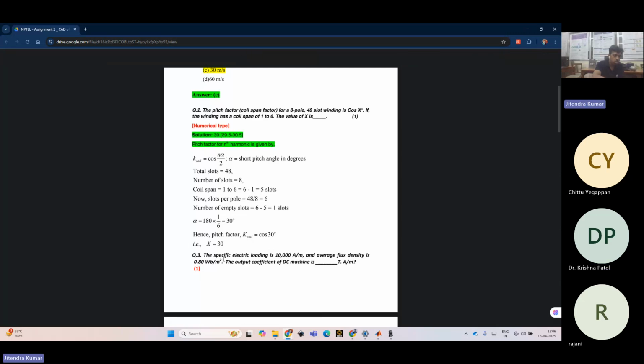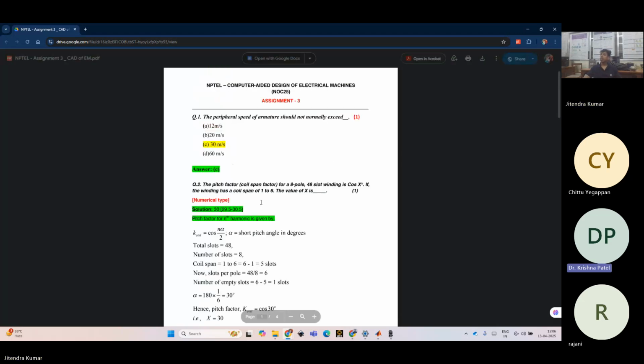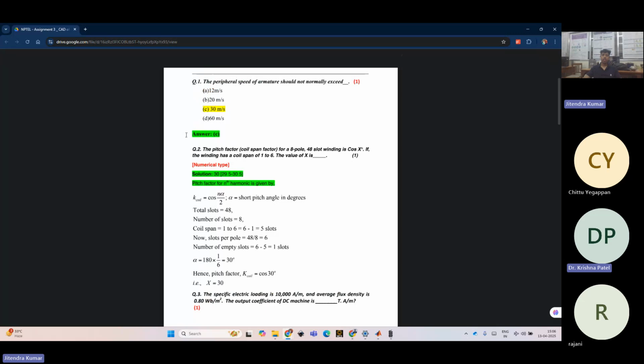Let me note down all the questions. So, question 5 of week 4, and week 3, question 2. Any other from this week's assignment? No, no, not from this assignment.